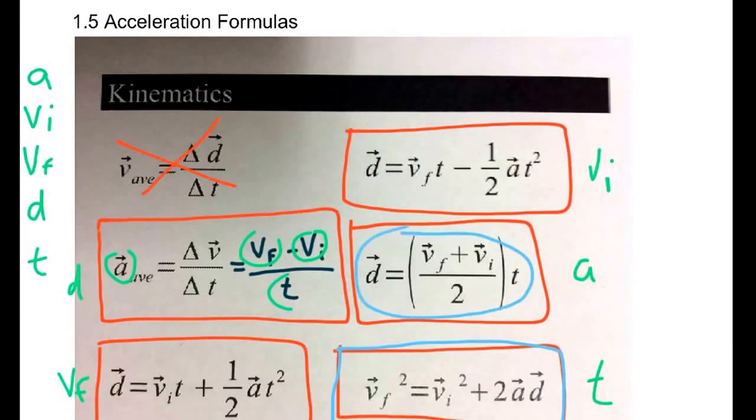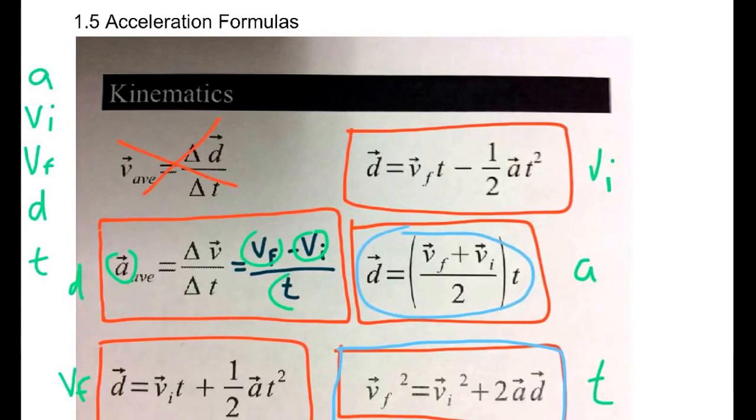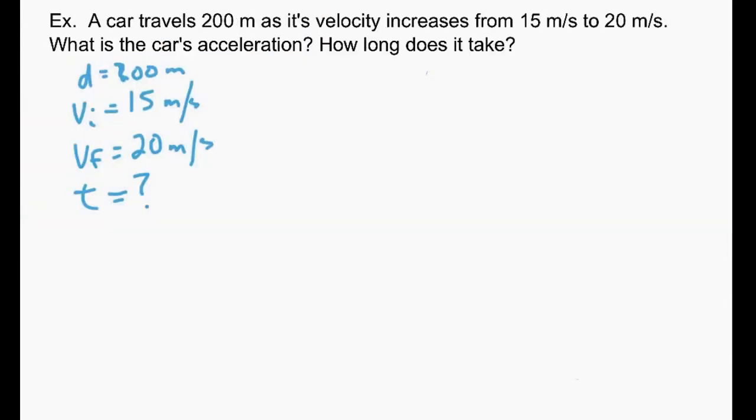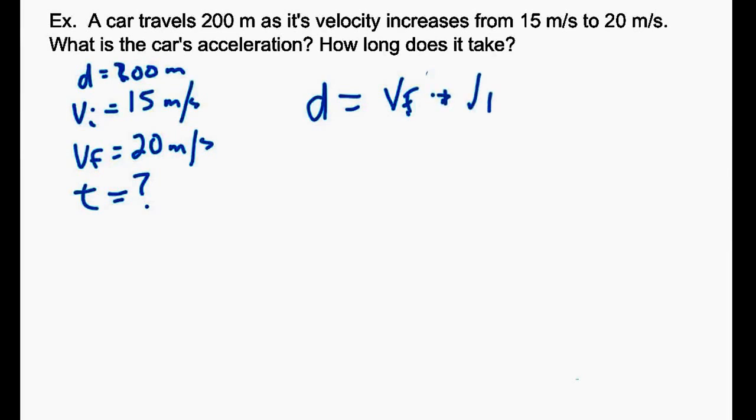So we have VF, VI, T, and D. We're solving it for T. We have nothing about acceleration, so that should work. So let's write that formula in there. So we have D equals VF plus VI over 2 times time. Okay, so there's the formula we want.